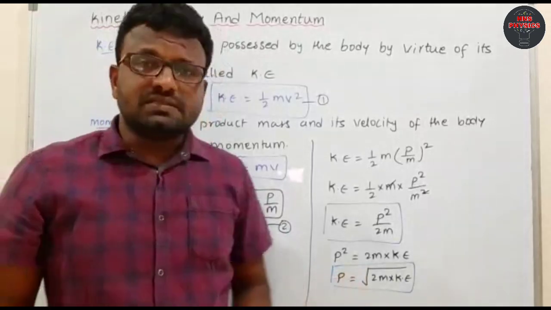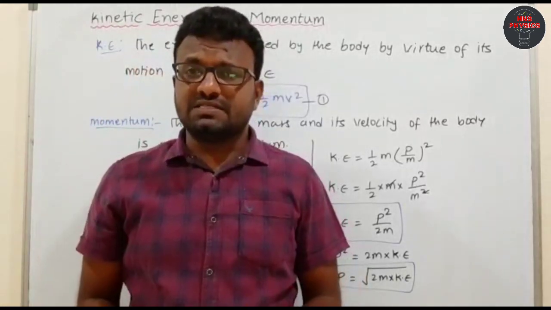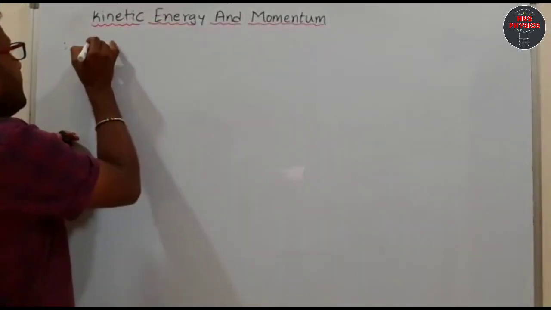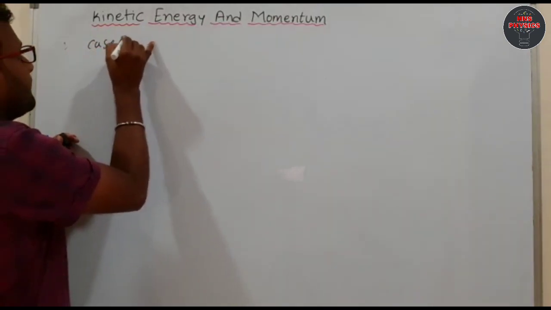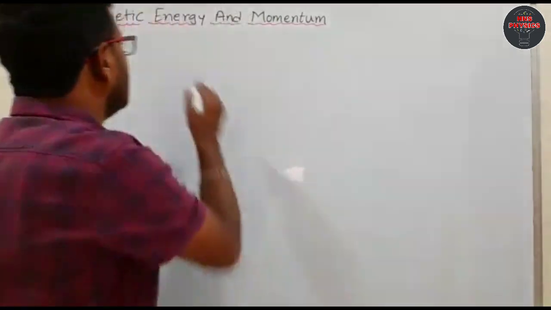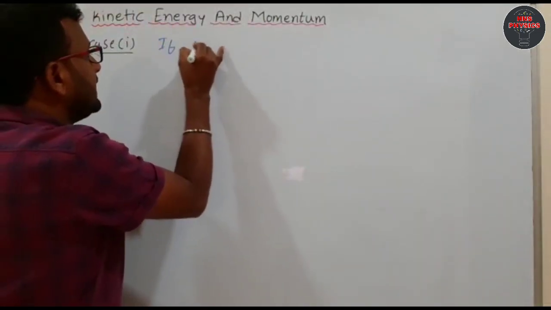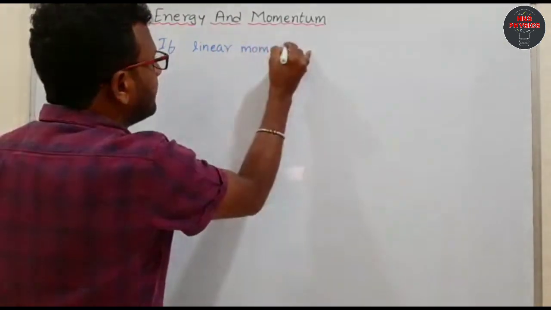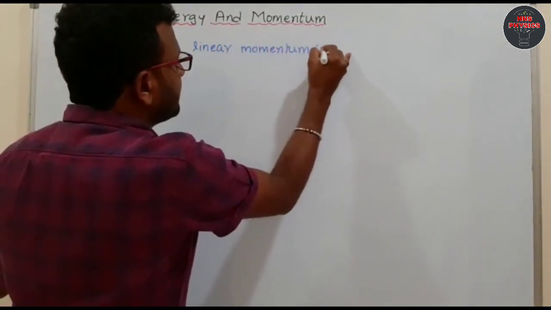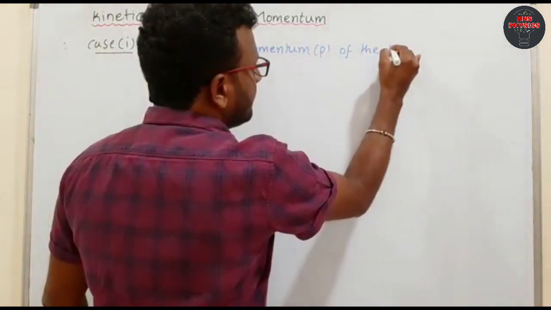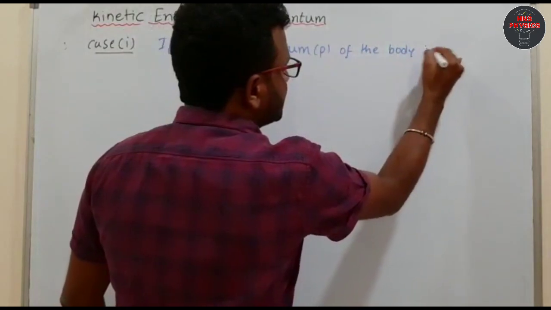Based upon these things we have three relations. We will see them one by one. First relation, or first case: case 1. If the linear momentum of the body, that means P, is constant.